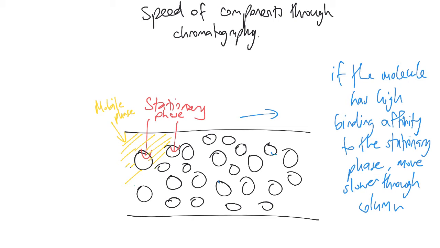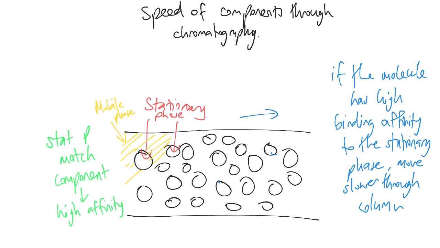What determines whether it has a high binding affinity to the stationary phase or the mobile phase? Effectively, if the stationary phase and the component match, then they're going to have a high binding affinity. So if the stationary phase matches the component, that leads to high affinity, which means it's going to go slower. That's what determines the speed of the substance through the chromatography column.